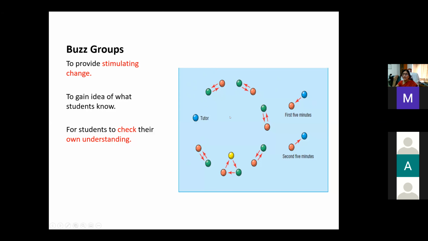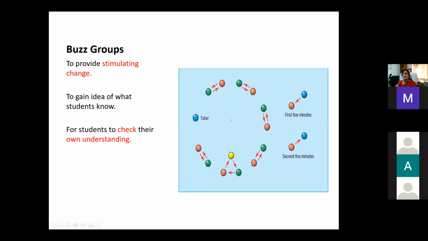For example, you are taking a lecture on, suppose, leukemias. So you can ask them, you just talk to your friend, what you know about leukemia, share your ideas. So then it stimulates them. So for the first 2 minutes, this person will talk to him, and the next 2 minutes, this person will talk to him, so that every one of them gets a chance to speak or to share their ideas, and then they will come back to the tutor.